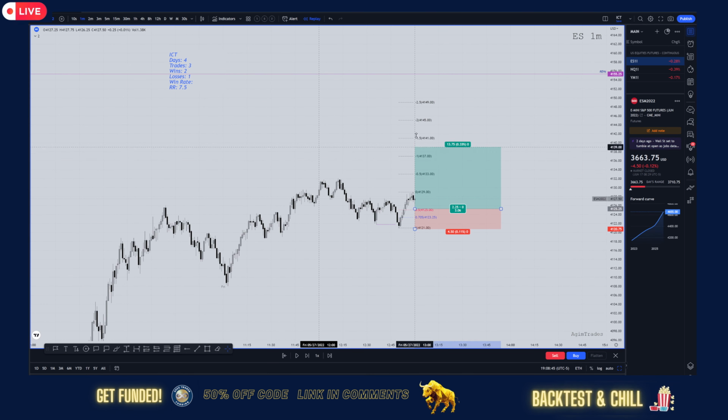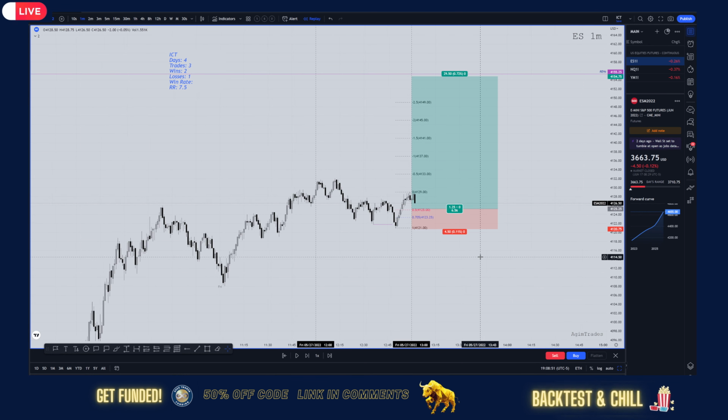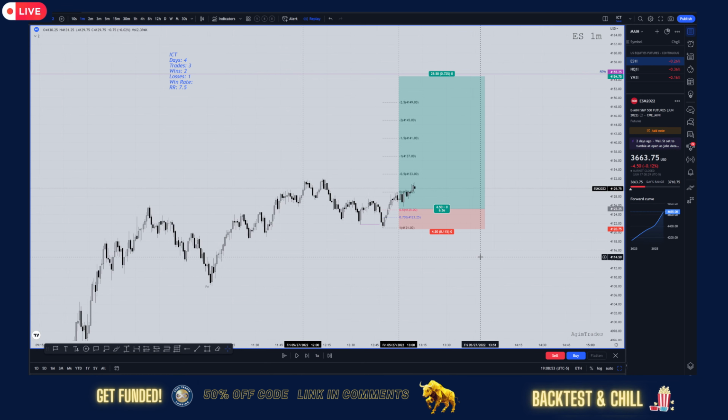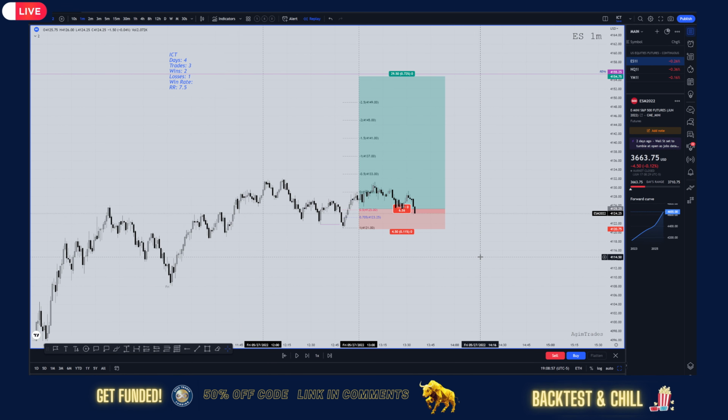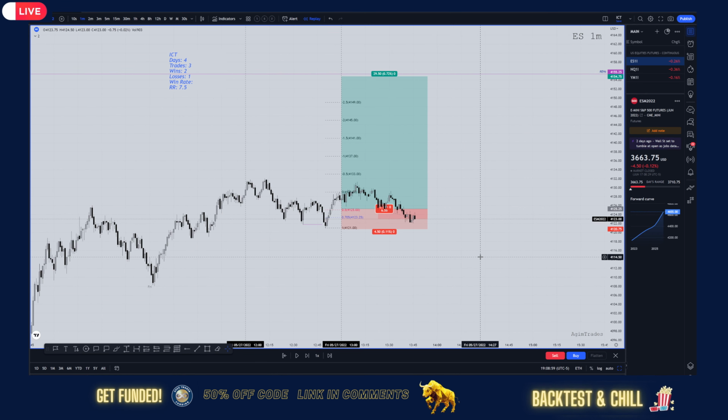All right, and then this thing's going to be a monster trade if it works out. 6R. If we can get it. Okay, we get tapped in. And we'll probably get stopped out.